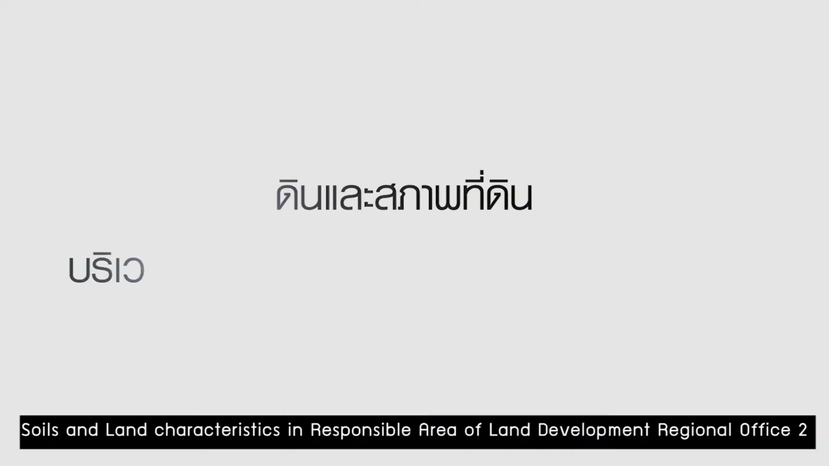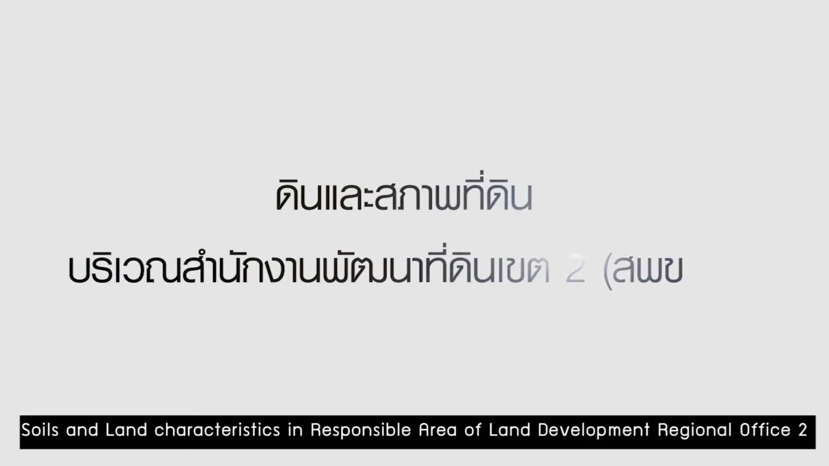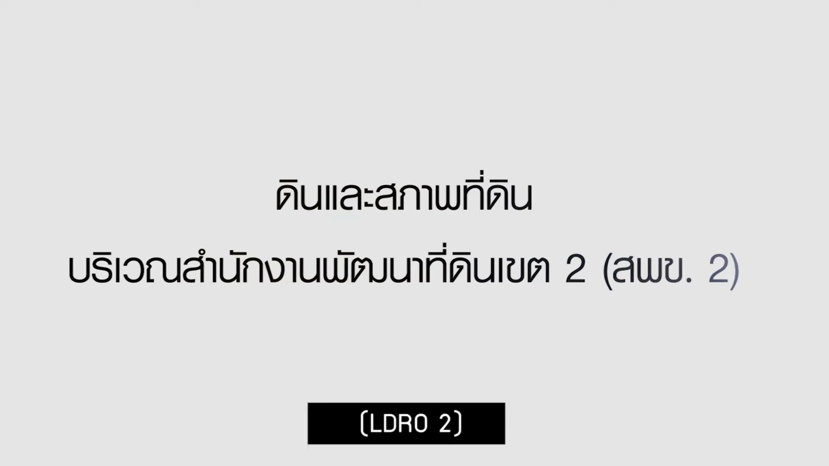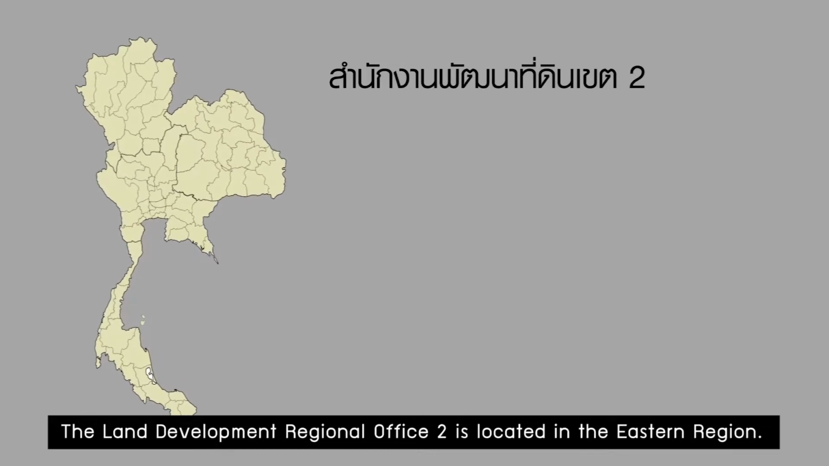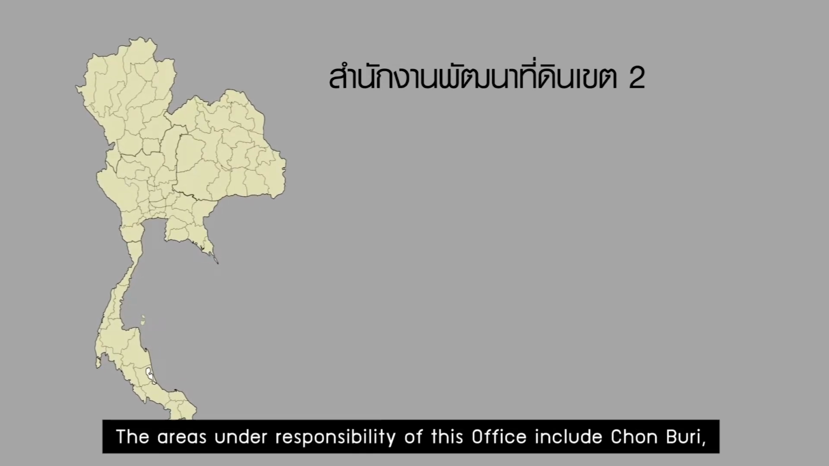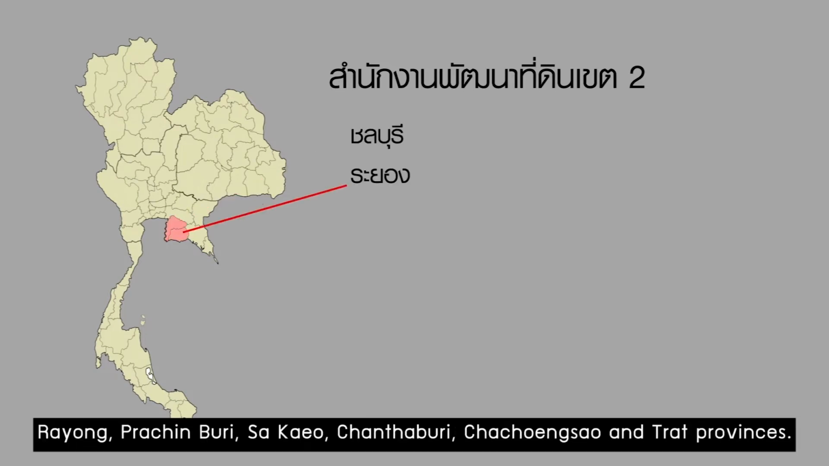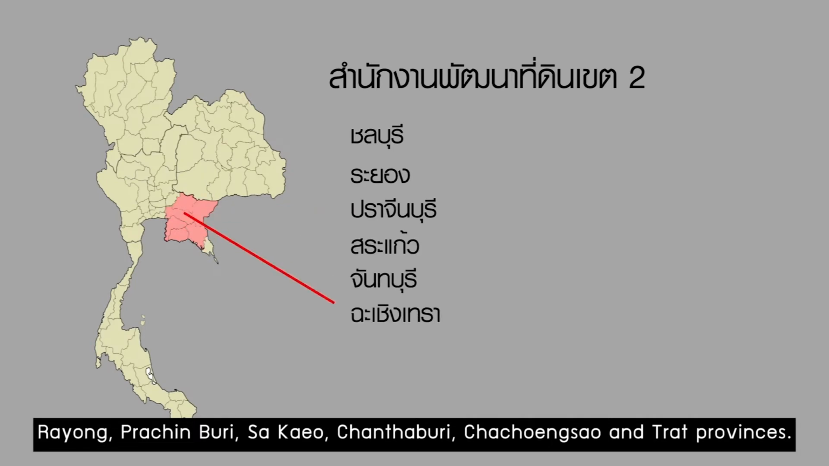Soils and land characteristics in the responsible area of Land Development Regional Office 2, LDRO 2. The Land Development Regional Office 2 is located in the eastern region. The areas under responsibility of this office include Chonburi, Rayong, Rajinburi, Satgao, Shantaburi, Chaksheungsao, and Trat provinces.